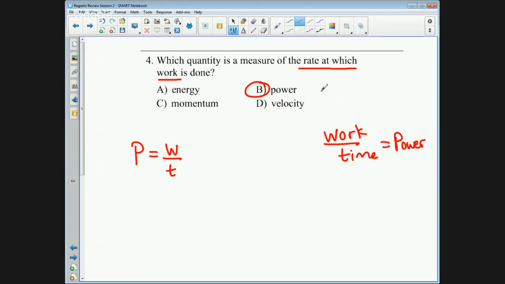So rate means something over time. The rate at which velocity changes is acceleration, because it's velocity over time.